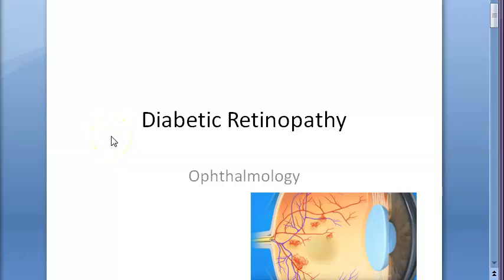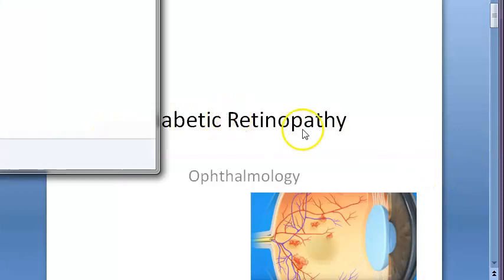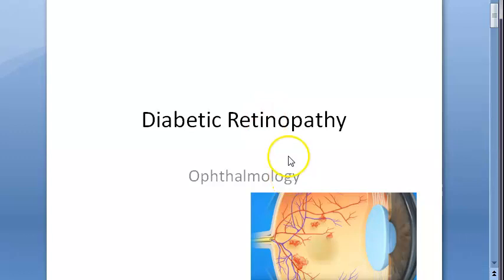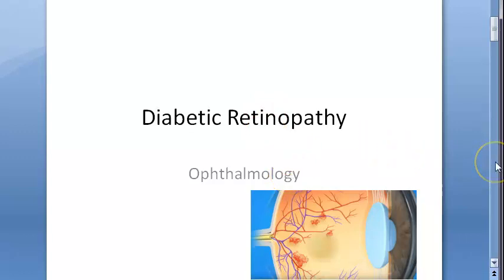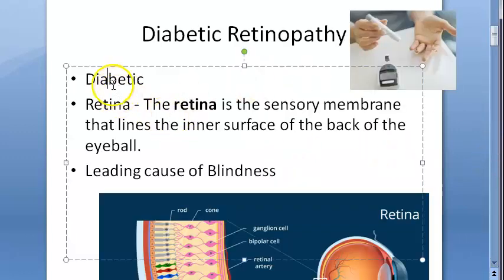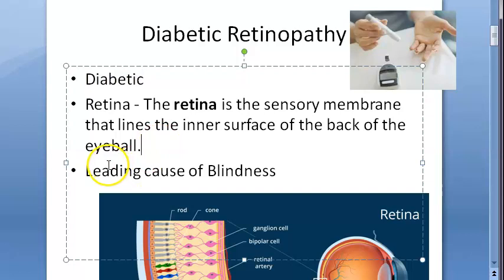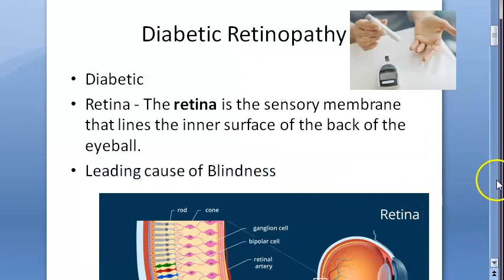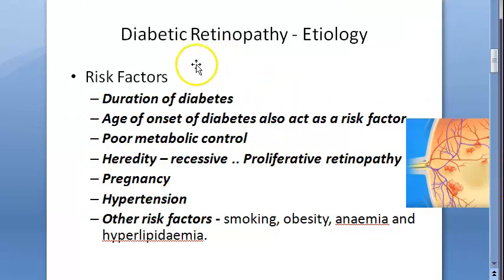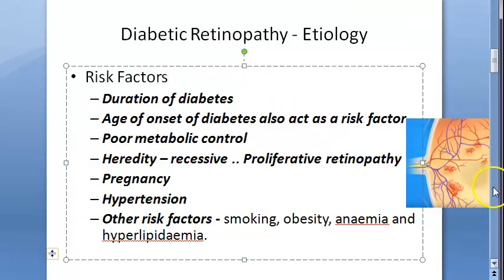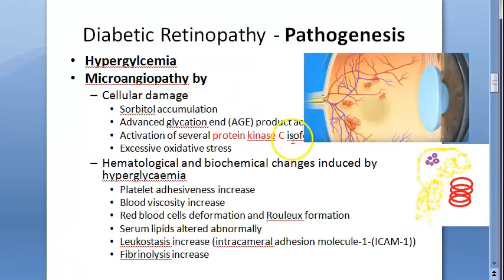Hello people, in the last video we started off with this topic, diabetic retinopathy. So basically this is speaking about the damage to the retina that happens because of chronic hyperglycemia, that is diabetes mellitus, right? Diabetic retinopathy is a leading cause of blindness, hence we need to know more about it. In the last video we saw what factors cause this, and what factors can increase this condition.